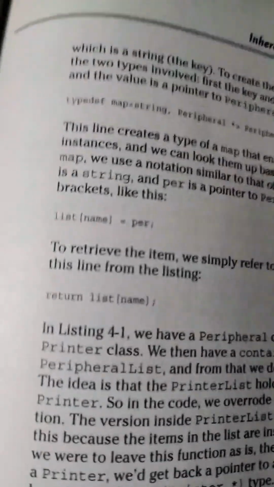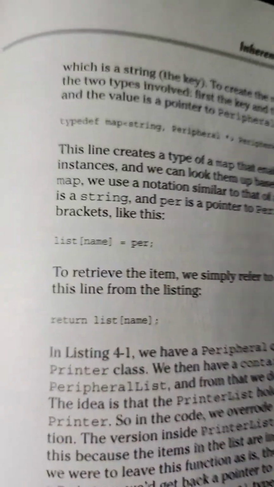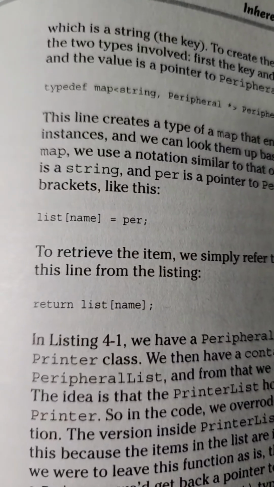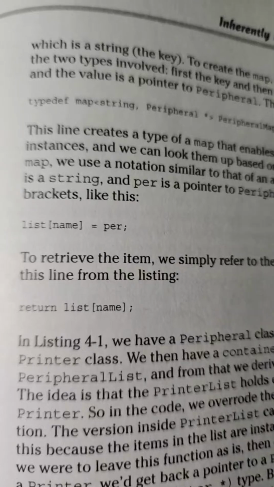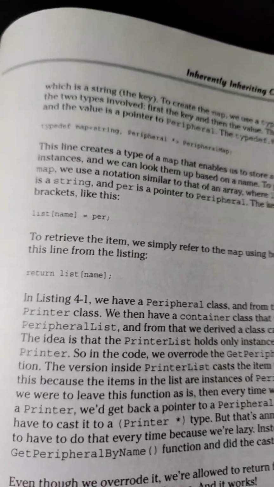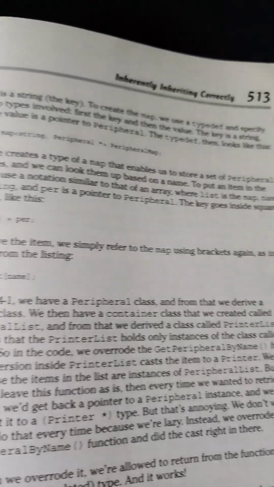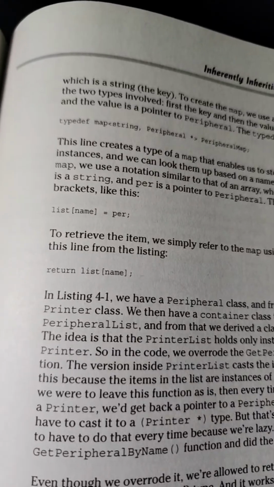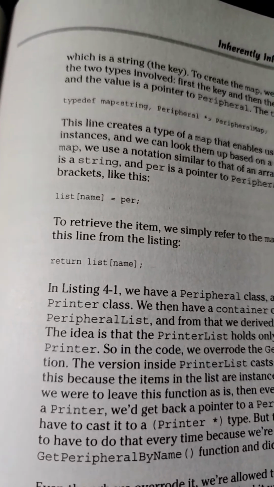Okay, so that's how it looks with what they were saying about the square braces. So the list and then square braces with name between the square braces and then equals per and then a semicolon. To retrieve the item, we simply refer to the map using the brackets again as in this line from the listing. Return list square brackets with a name and then semicolon.